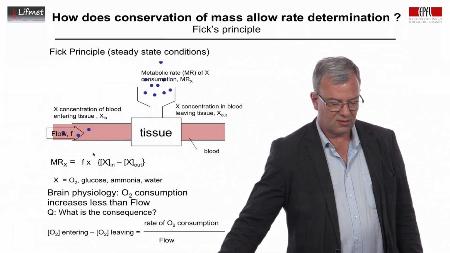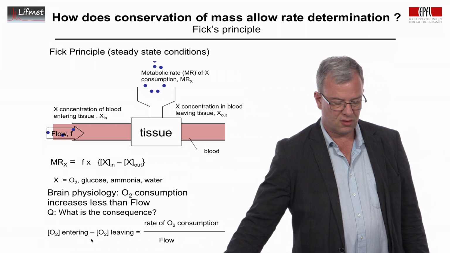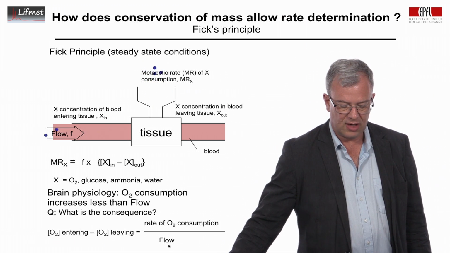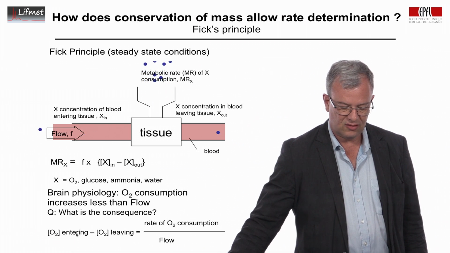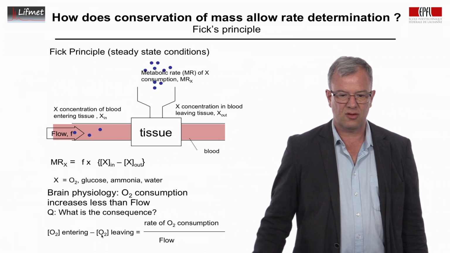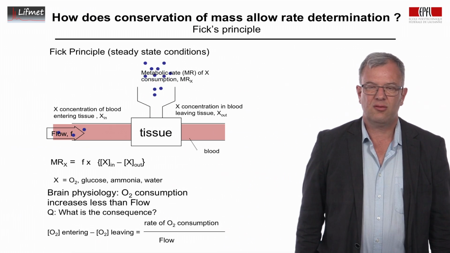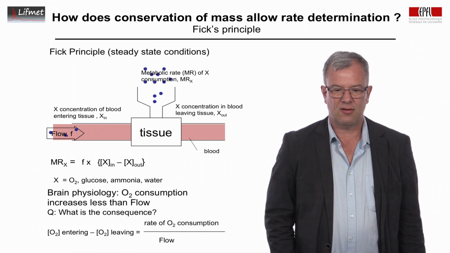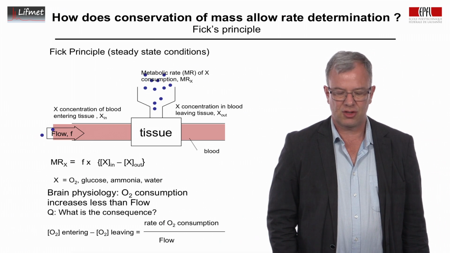So we'll take this particular equation and rewrite it in terms of oxygen. Oxygen concentration entering minus oxygen concentration leaving is equal to the rate of oxygen consumption divided by the flow. This hardly changes, this increases, this must be reduced, this doesn't change, so the oxygen concentration in the veins has to increase. And this, as we'll see in a few weeks, is a major biophysical basis of a major imaging technique to study brain function, namely functional MRI.